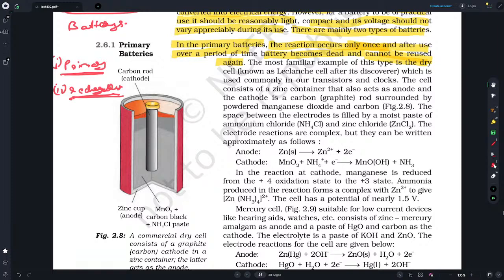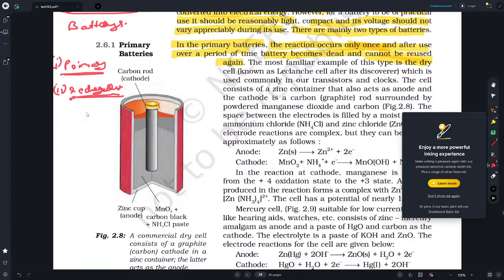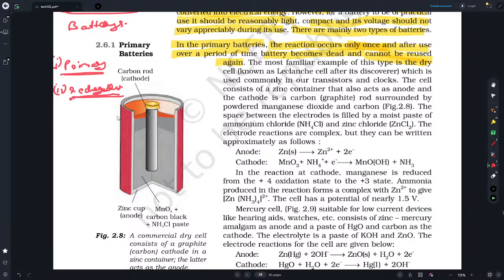What is the second type of battery? It is a rechargeable battery. What can be the criteria for a rechargeable battery? Rechargeable batteries should be something that after one-time use can be recharged to be used again. So how can we make batteries rechargeable?